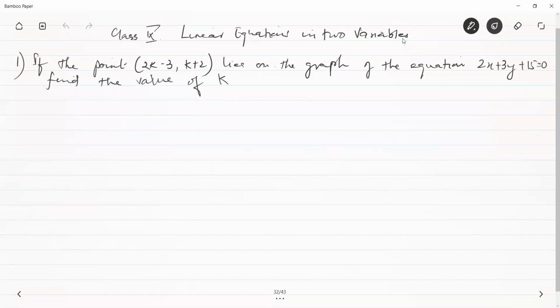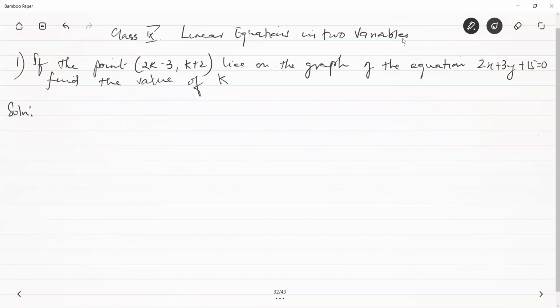Yes, let us discuss some extra questions on linear equations in two variables. Okay, now let us see the first one. If the points lie on the graph of the equation 2x plus 3y plus 15 is equal to 0, find the value of k.